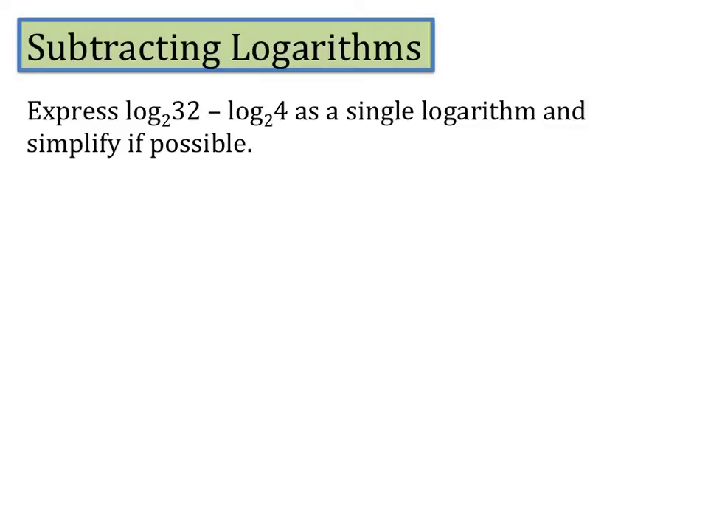Let's look at subtracting logarithms. So here we want to express log base 2 of 32 minus log base 2 of 4 as a single logarithm and simplify if possible. Okay, so since we're subtracting, we know we're going to be using the quotient property.